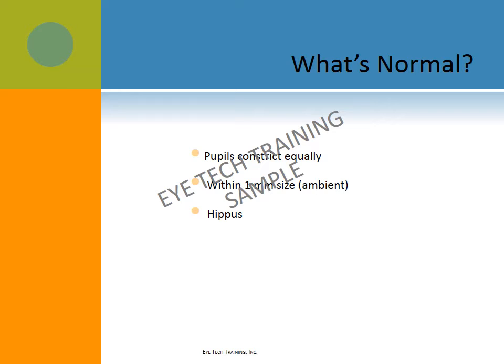They are within a millimeter in size of one another in ambient light, and hippus is normal. Hippus is a bilateral symmetrical unrest in the size of the pupils under steady illumination. It's a normal reflex which diminishes as we age, so it's more prominent in younger people.